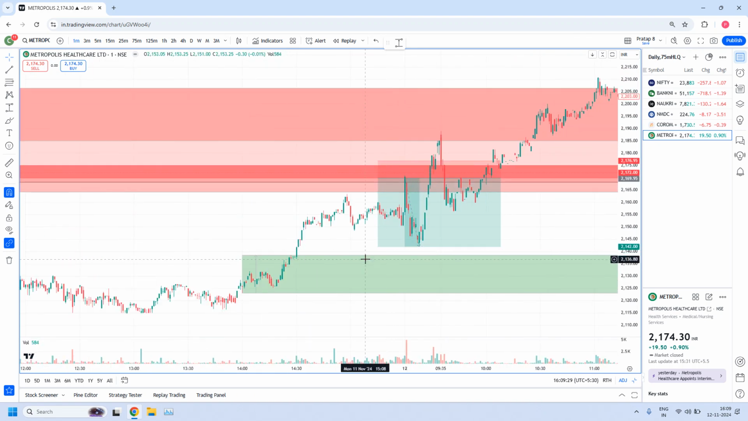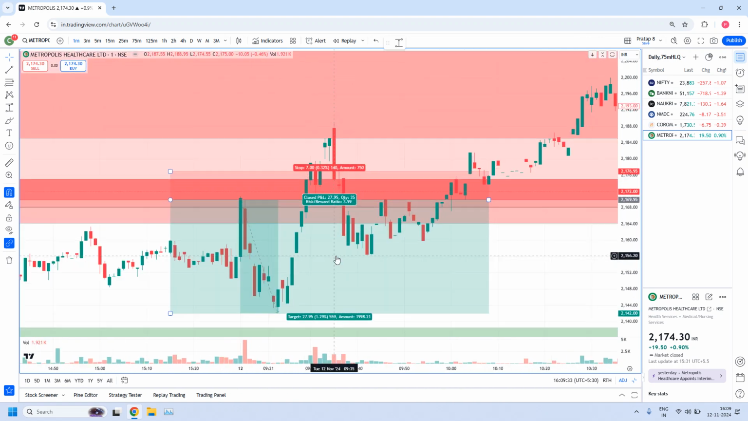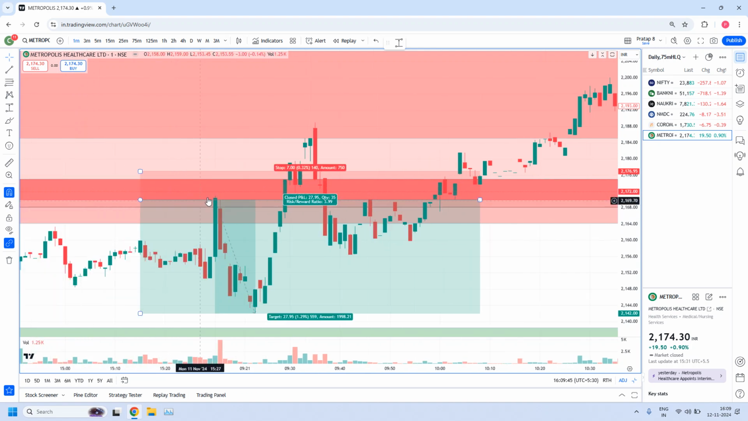Because 9:15, exactly 9:15 candle could be a risky one. But see here, 9:15 candle is closed inside the zone. After that, the 9:16 candle also has a wick entered into this zone and then again it came down. It's a clear trade you get. There is no freak trade here. There is no question, because the candle itself closed inside the zone.